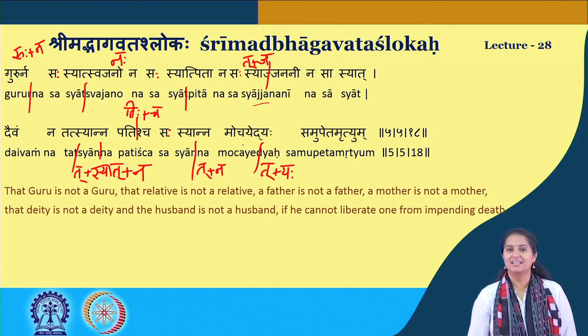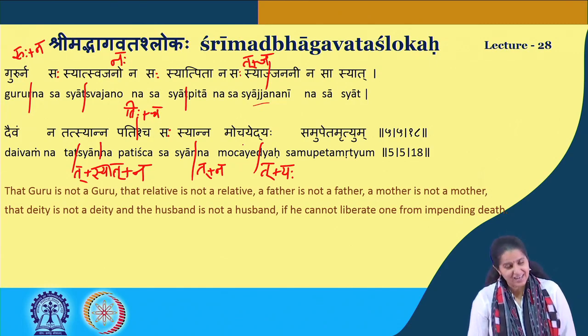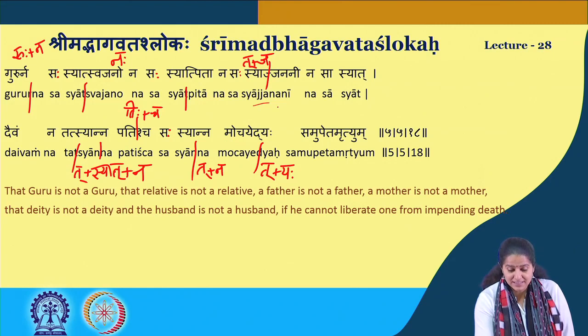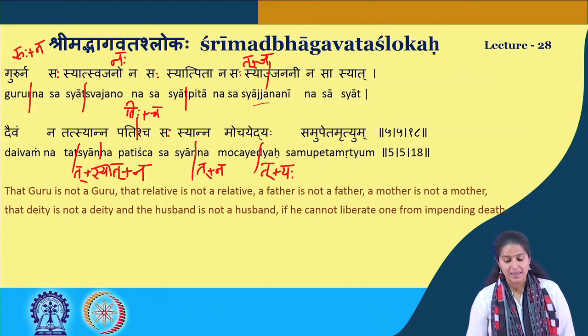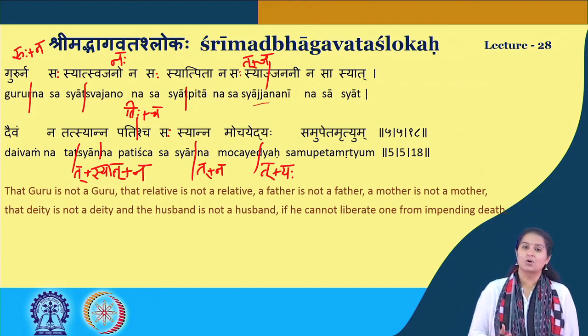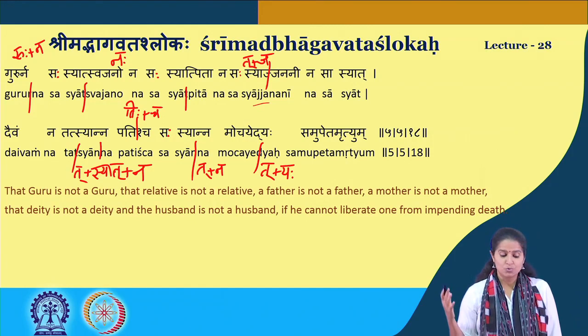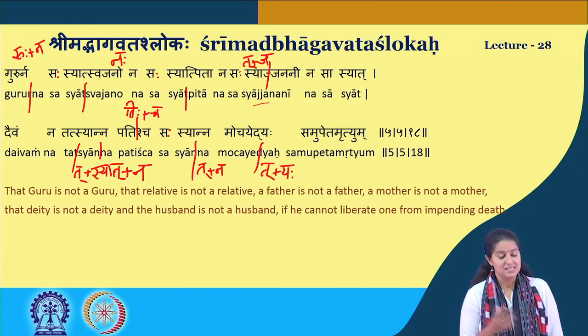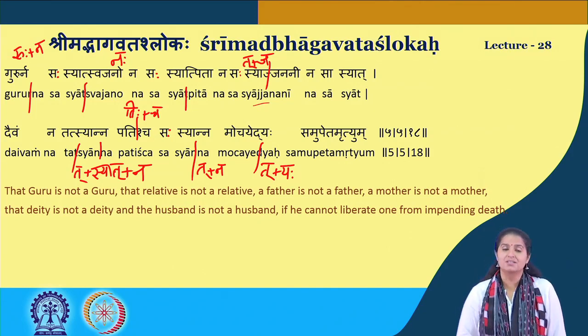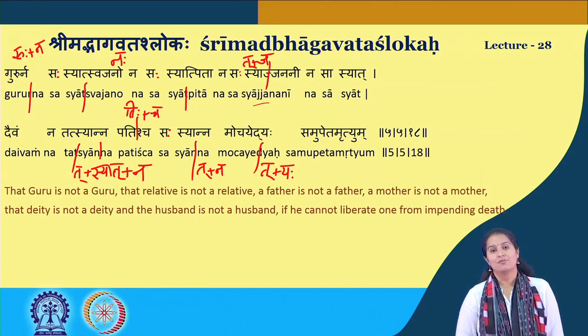Mochayet. That's the vidhiling. Mochayed yaha. So mochayet yaha becomes mochayed yaha. So the d is for the ta, and then samupetam mrityum. So death that is oncoming. So the meaning being that guru is not a guru, that relative is not a relative, a father is not a father, a mother is not a mother, that deity is not a deity, and the husband is not a husband, if he cannot or if none of them can liberate you from impending death.